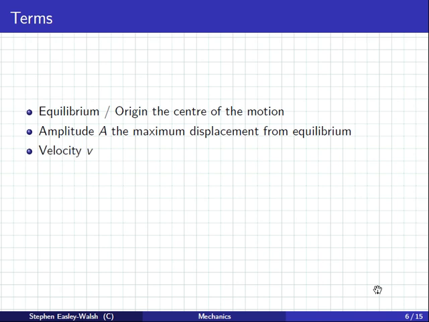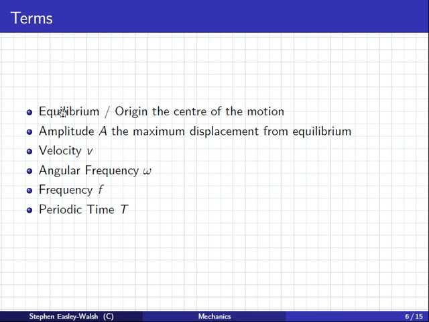Velocity, you know what velocity is. It's the same as what it always was. Angular frequency, also called angular speed. It's the same as the circle. Frequency f, the same as the circle. Periodic time, same as the circle. In fact, what's the only one that's new? Amplitude. The amplitude. Yeah. So I think if you want to add the top two here, write them down at least.